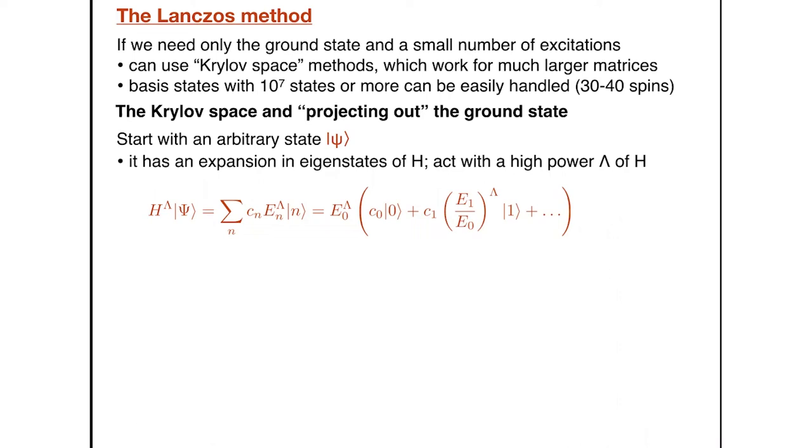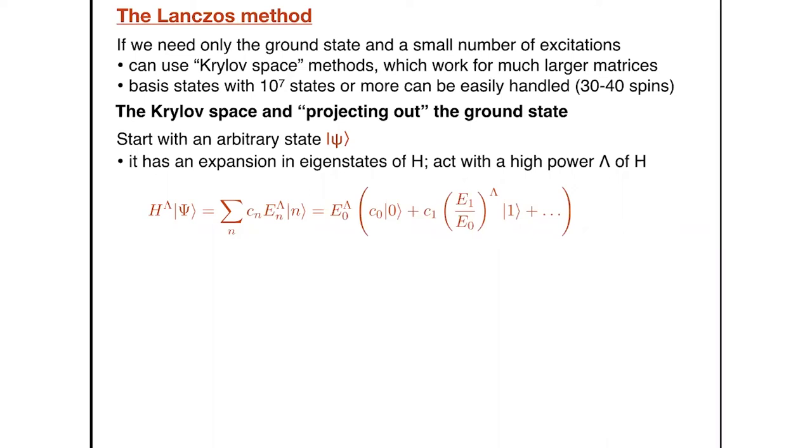But before discussing what the whole Krylov space is, let me say how you can project out the ground state by just acting with a large power of H. If this lambda here becomes very large, then this will actually be proportional to the ground state. Maybe you have seen this before. It's very easy to see because you can expand this state in your basis. Then there are the energy eigenvalues raised to that power, and these are just the expansion coefficients. You don't know them, but you know that they have some values.